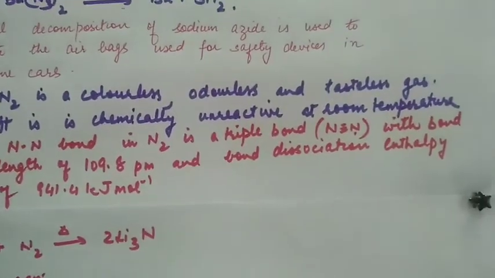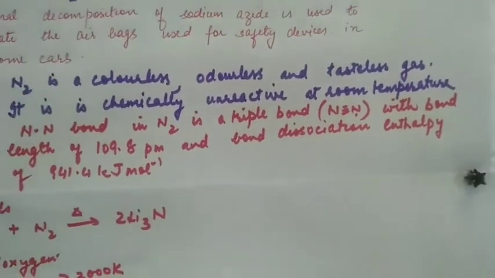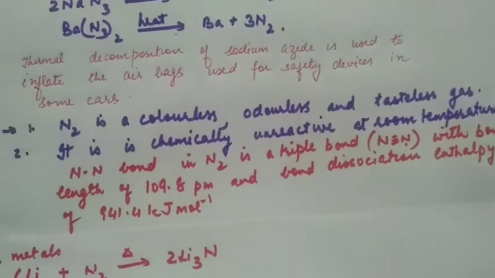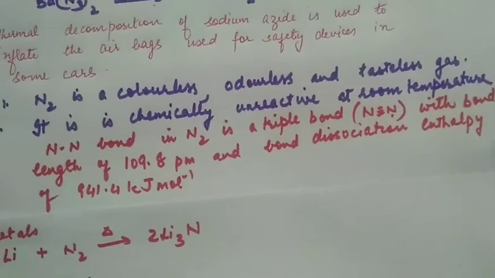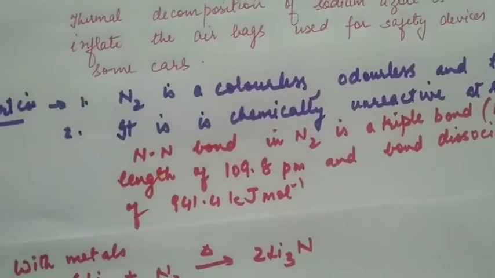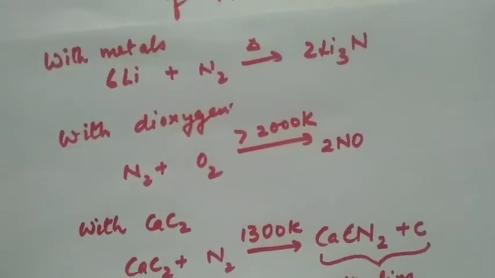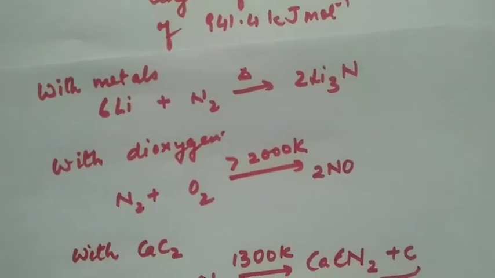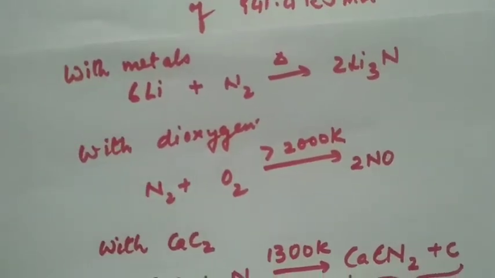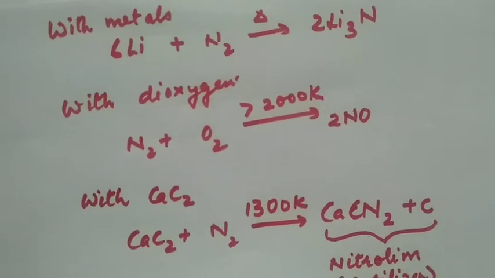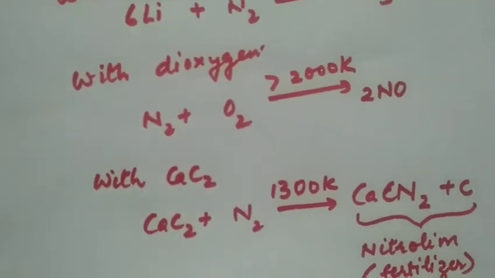It's chemically unreactive at room temperature because the nitrogen-nitrogen bond in nitrogen is a triple bond with a bond length of 109.8 picometer, a very small bond length, and bond dissociation enthalpy 941.4 kilojoules per mole, because of which it cannot react easily. Now, nitrogen is found to react with metals forming metal nitrides. For example, lithium plus nitrogen forms lithium nitride. With dioxygen at a temperature above 2000 Kelvin or in the presence of lightning, nitrogen is oxidized into nitric oxide.